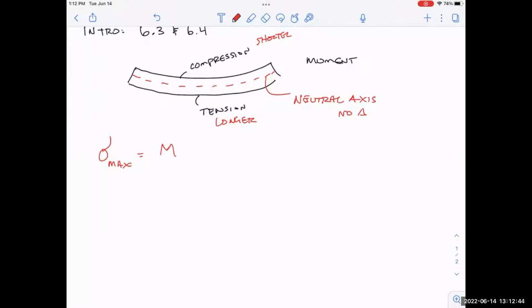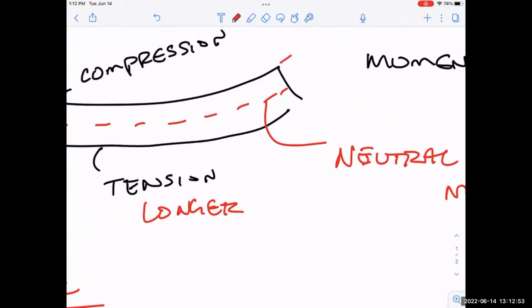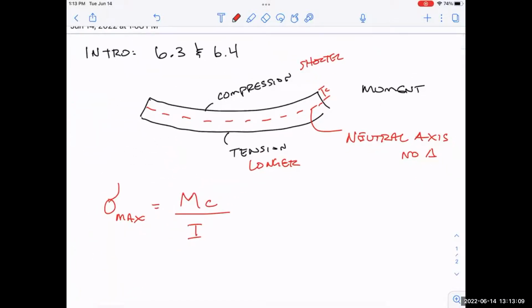Multiplied by c, divided by I. c is this distance right here. Just like it was in the case of a shaft. It's like, how far is it from the center of the shaft to the outside edge of the circular shaft? It was like the maximum distance. So a similar formula to this is not max, but just sigma, and that's My over I.